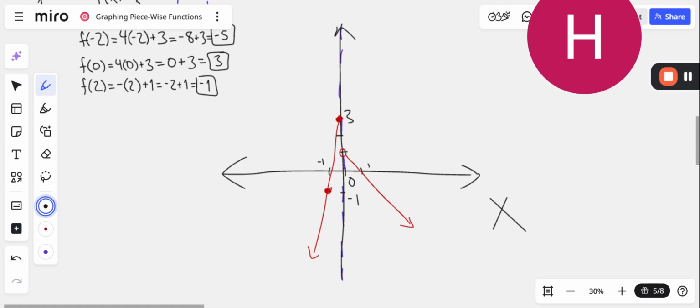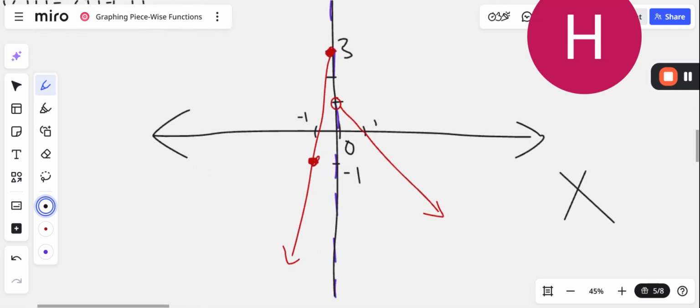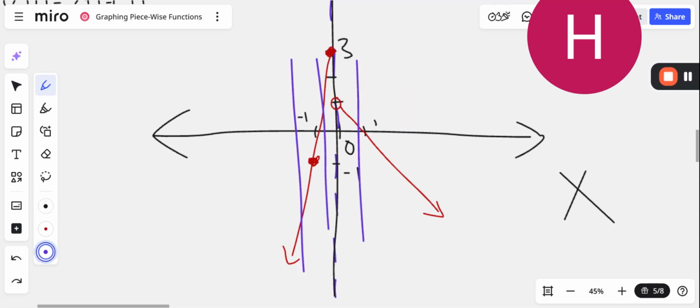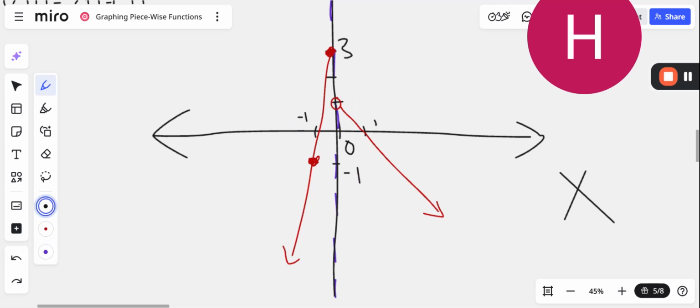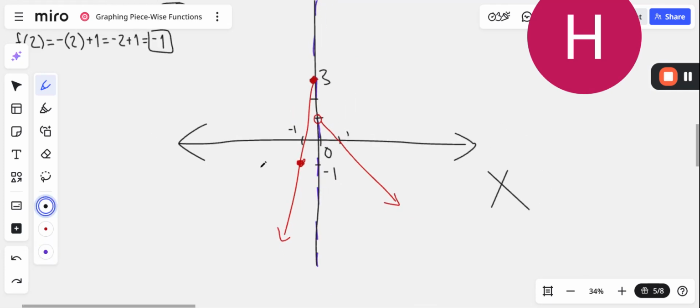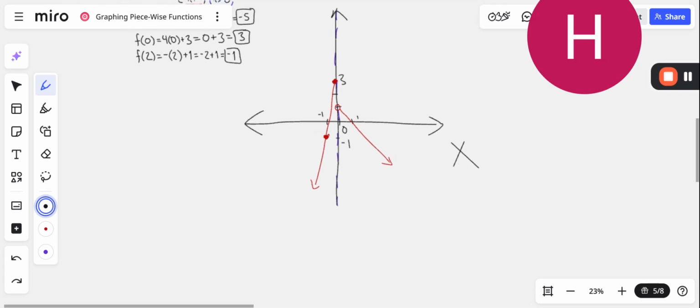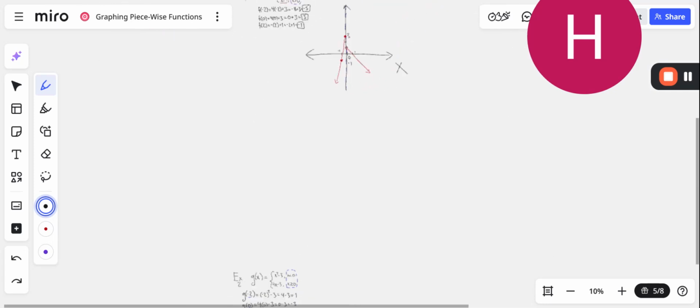Okay, so this is what the function looks like. Let us remind ourselves that these piecewise functions, as the name suggests, are functions, meaning they pass the vertical line test. They do not have any repeated y values for a given x value. I can draw a vertical line anywhere, and it will cross at most once, so it satisfies a function in that sense. Okay, let's move on to another example.